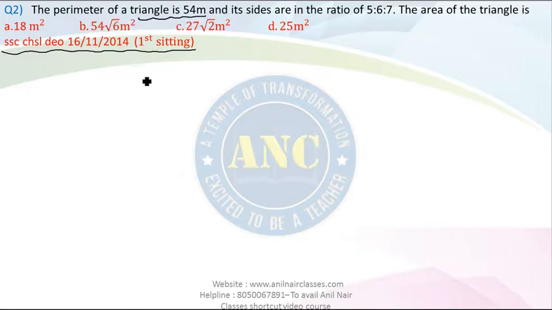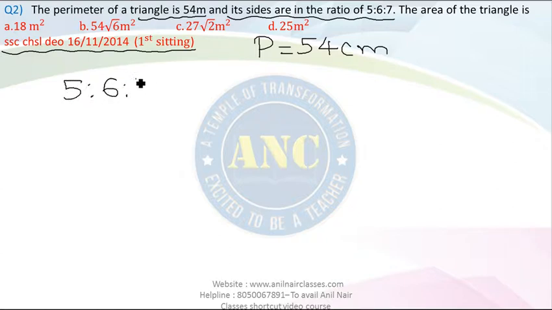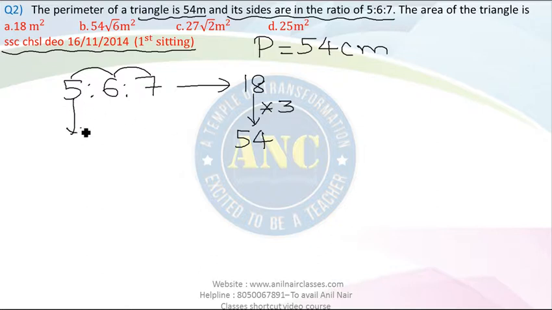Perimeter of a triangle is 54 centimeter. Perimeter is given as 54 centimeter and its sides are in the ratio 5:6:7. According to the ratio, perimeter is 5 plus 6 is 11, 11 plus 7 is 18. According to ratio, perimeter is 18. According to question, perimeter is 54. 18 into 3 is 54. 5 into 3 is 15. 6 into 3 is 18. 7 into 3 is 21.